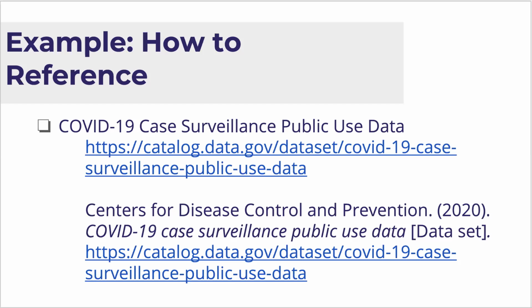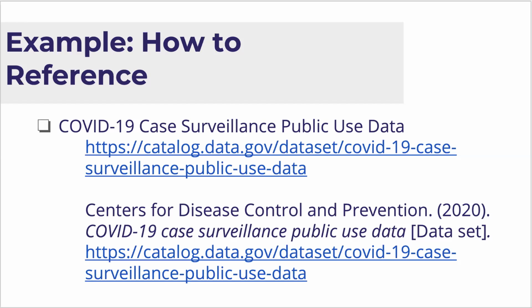Let's talk about something very topical. The COVID-19 case surveillance public use data. This is something that's getting a real workout and constantly expanding in this country. But our interest here is how this would look in a reference and how it will look in a citation. Same order: Centers for Disease Control and Prevention, publication year 2020. What's it called? The COVID-19 case surveillance public use data. We mark it in square brackets as a data set, and then we have the link to access it.